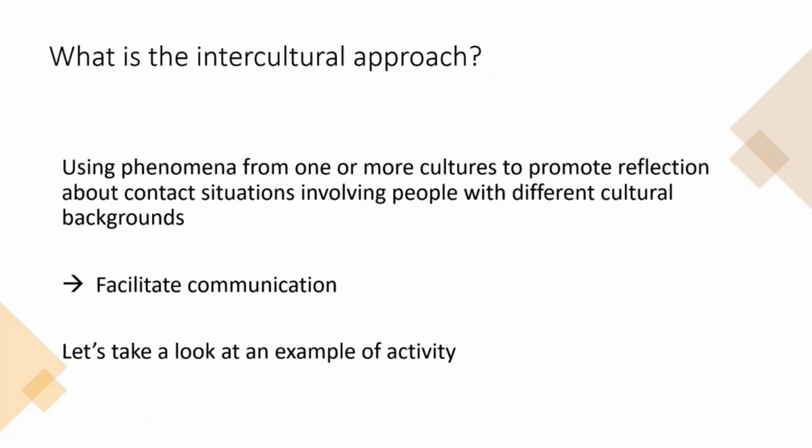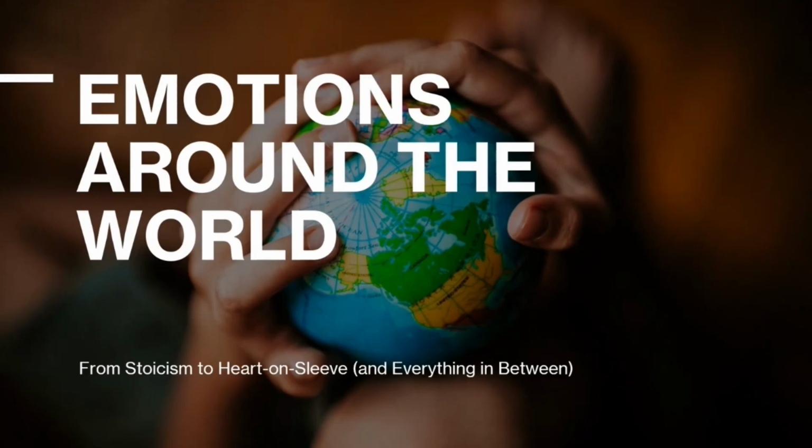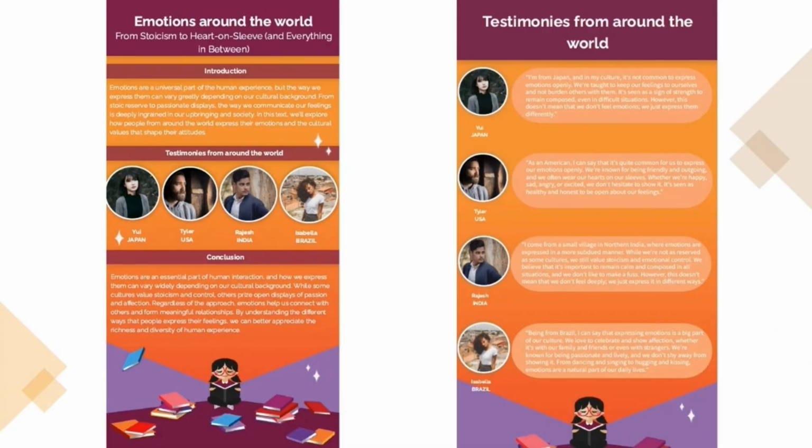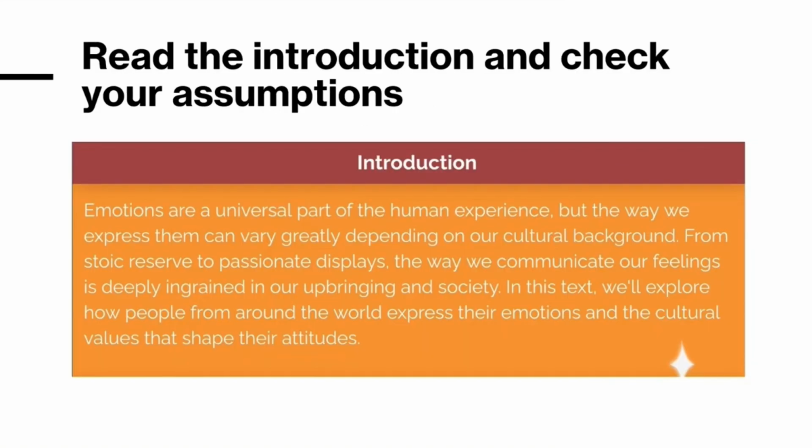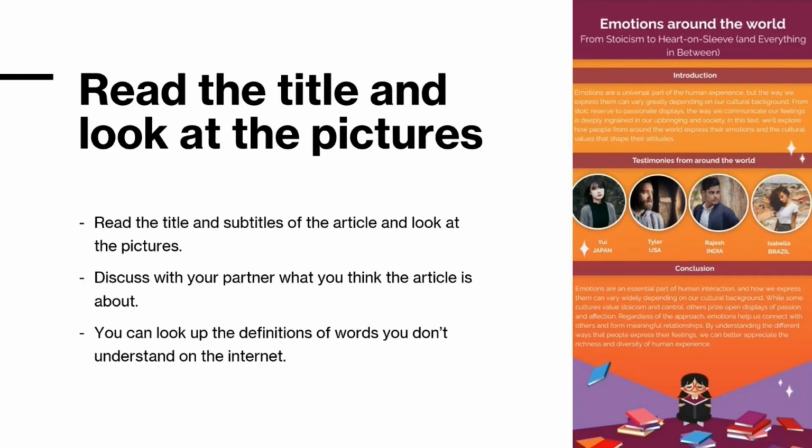This is a text which is called Emotions Around the World, from Stoicism to Heart on Sleeve and everything in between. So this is the text. You have an introduction, you have testimonies from around the world, and you have a conclusion. So the first activity could consist in asking the learners, okay, read the title and subtitle of the article and look at the pictures, discuss with your partner what you think the article is about, and they can look up definitions of words that they don't understand on the internet. Then they read the introduction of the text and they check their assumptions. So they try to guess the content of the text. Here, they check by reading the introduction.